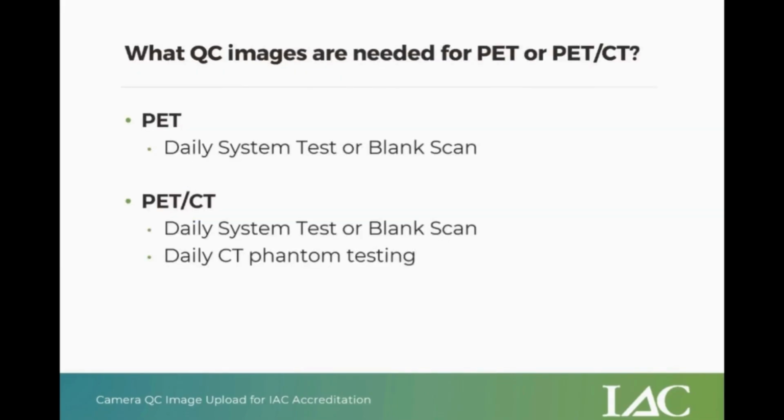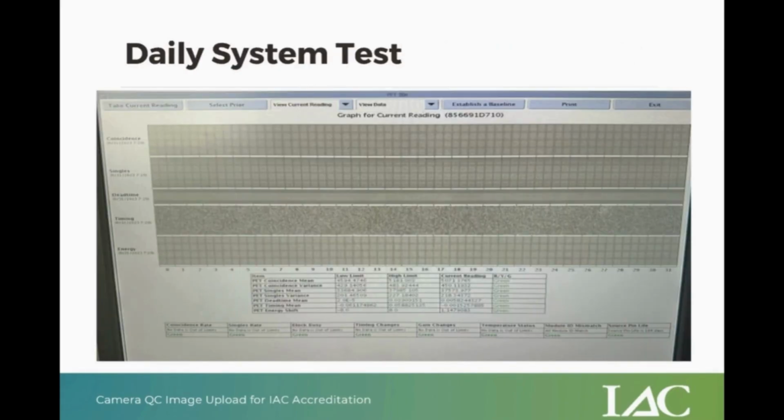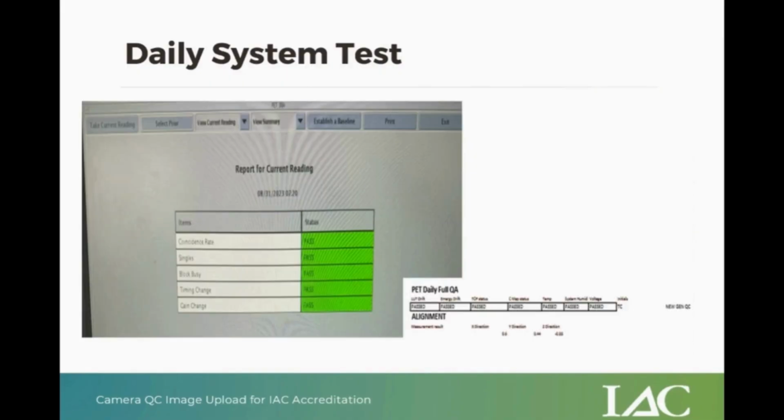When it comes to your PET CT, we want to see your daily system test or your blank scan. For the PET CT, we want to see the daily system test and blank scan and the CT phantom imaging. This is an example of the daily system test. For the PET, you can see on the right-hand side, where everything's green, that would be an indication that it has passed. Again, the same thing. Everything is green here. That is an indication that it is all passed.